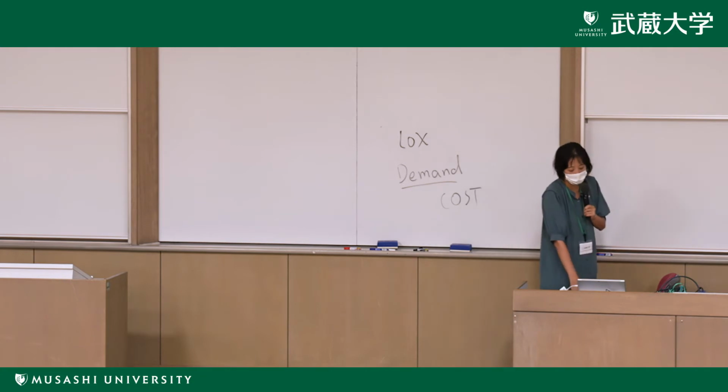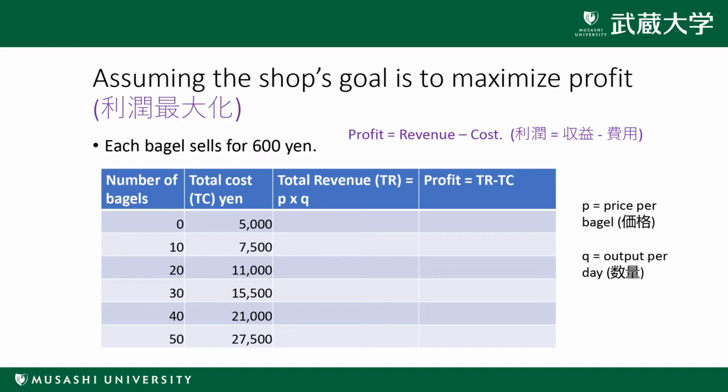How many bagels would you make per day? Here, one of the important economic assumptions we're making is that the firm, or in this case the bagel shop, is maximizing its profit. Rijun saidaika is the Japanese word for it. This may not necessarily be the case, because sometimes a firm's motivation is to sell as many bagels as possible. It's not necessarily profit. However, we're assuming that profit is the goal.